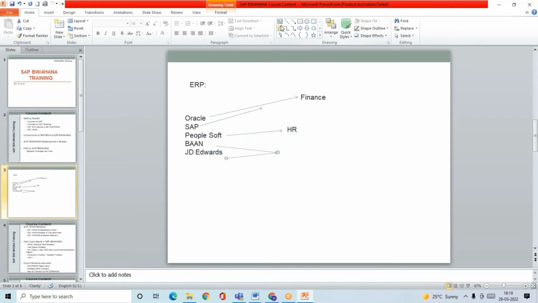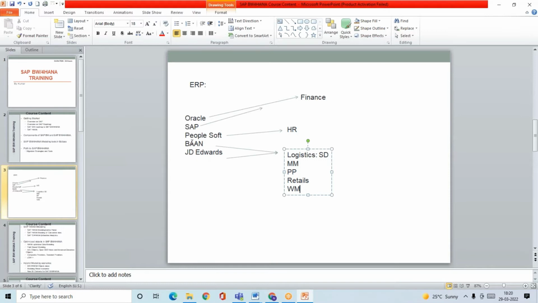Any idea what are logistics? Sales and distribution, material management, production planning, retail, warehouse management. These are all known as the logistics modules. If any company, a sales company or production company or inventory company, wants to maintain inventory, purchasing information, and warehouse management, then yes, JD Edwards or Baan are the famous products.